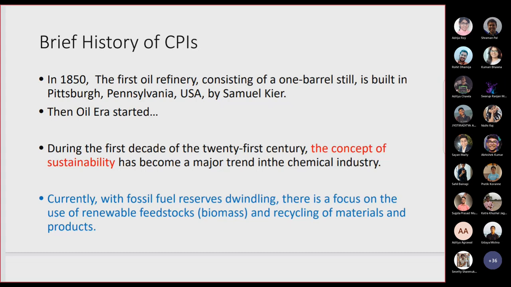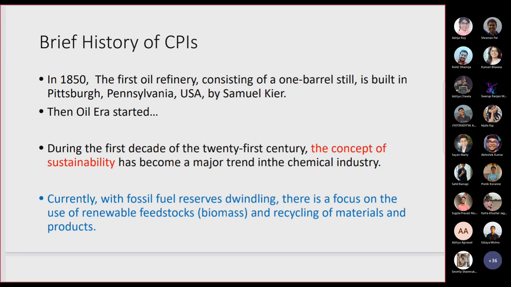because of the environmental crisis, in the first decade of the 21st century, the concept of sustainability became of major importance. Nowadays, it's not just that you develop a method; whether it's sustainable or not is the major thing. So producing in a sustainable manner and from sustainable resources is important. With fossil fuel reserves dwindling, more focus has gone into renewable feedstock like biomass, producing various products from biomass, and also recycling of materials and products.